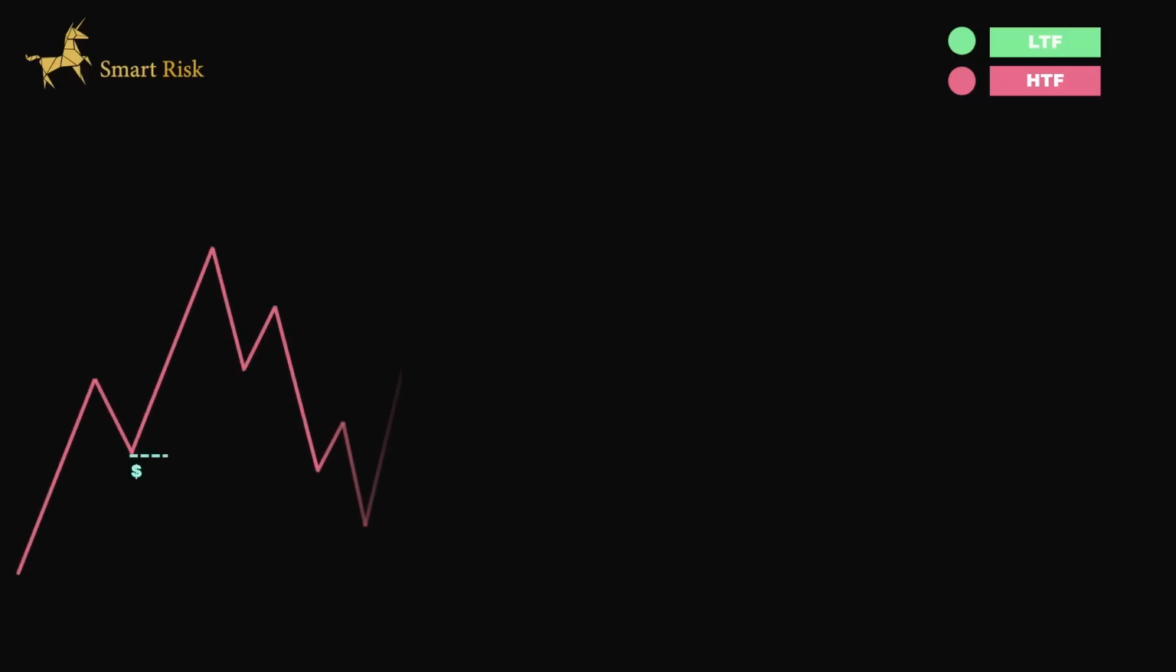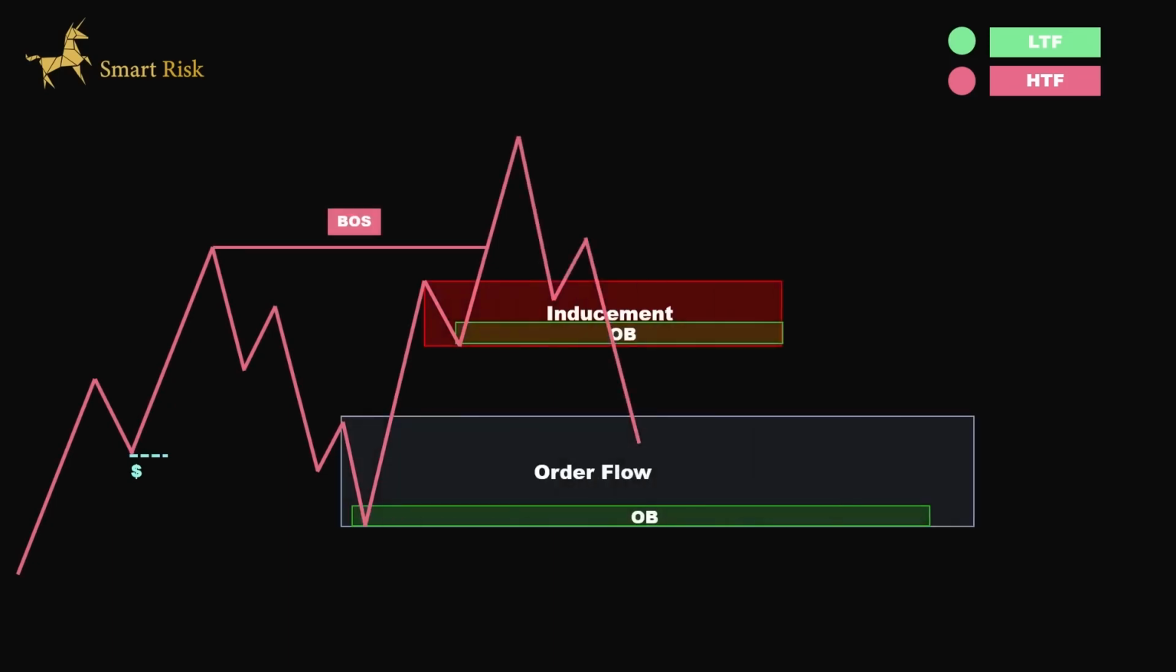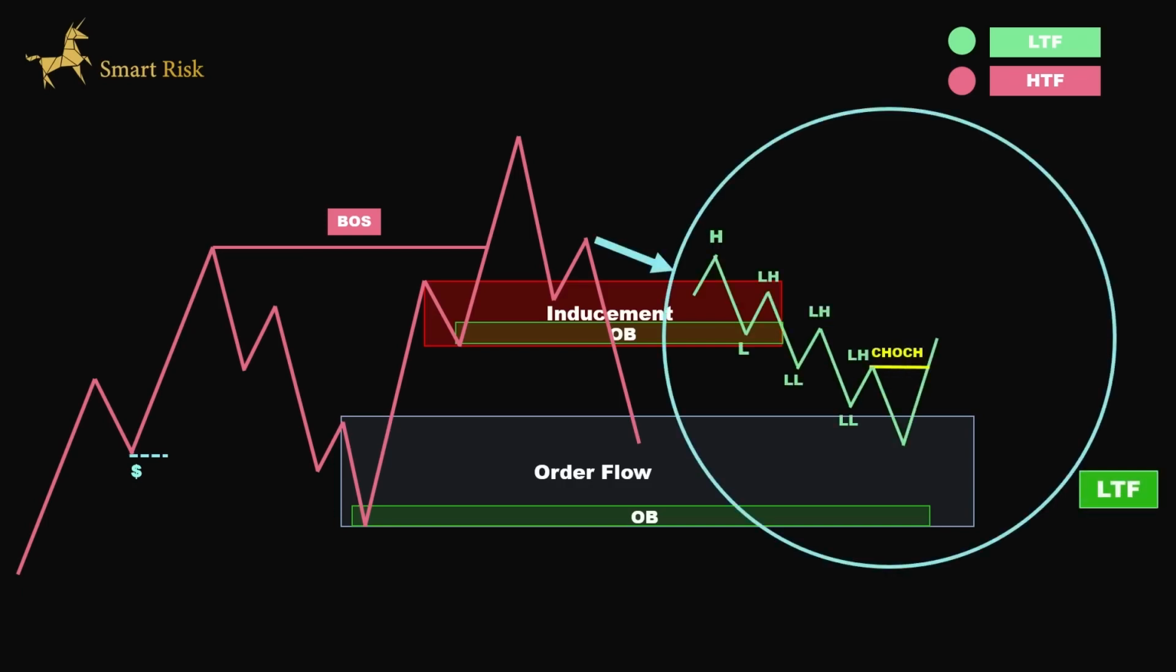Suppose price has formed a bullish structure to the upside, as depicted in this example. By examining this structure closely, we can easily identify the order flows within it. Now, our approach is to wait for the price to reach the extreme order flow on the higher time frame. Once it reaches that area, we can zoom into a lower time frame and look for a major change of character in the price action.